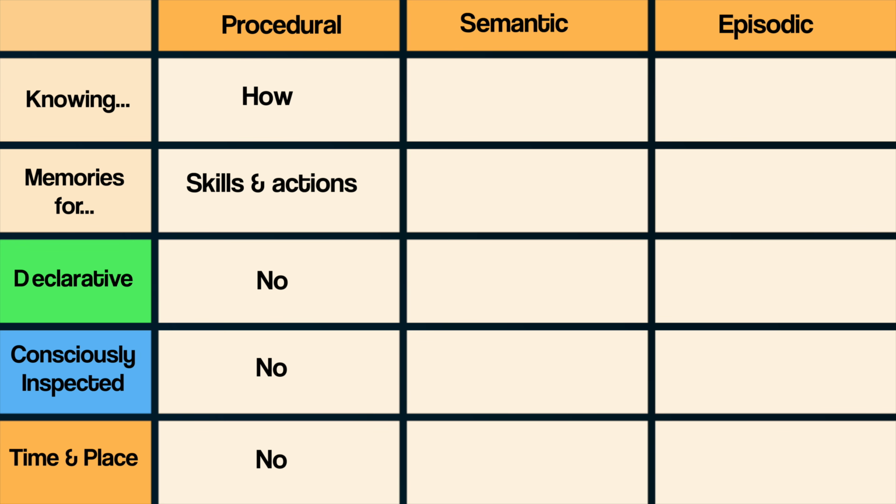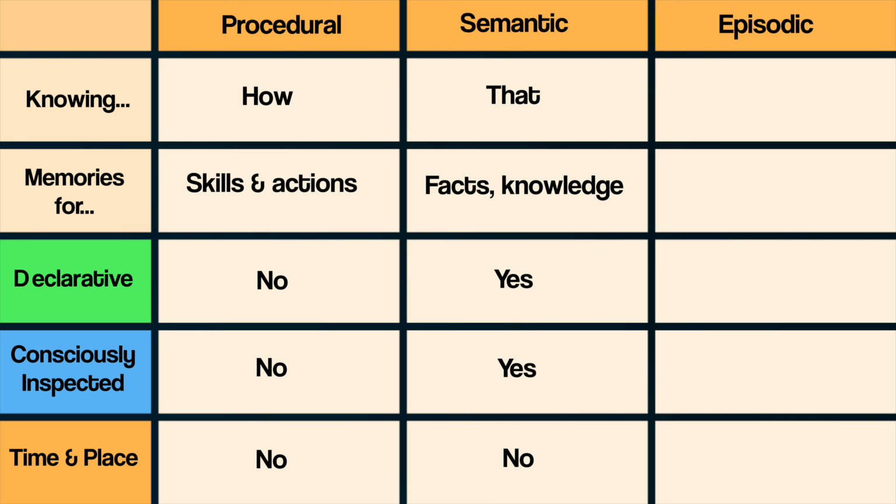Next up, we have semantic memory. This is the memory for facts, concepts, and general knowledge, like knowing that Paris is the capital of France, or that water boils at 100 degrees Celsius. Semantic memory isn't tied to a specific time or event, and while you can consciously inspect and recall these facts, they don't come from personal experiences. It's more about the knowledge we accumulate over time.